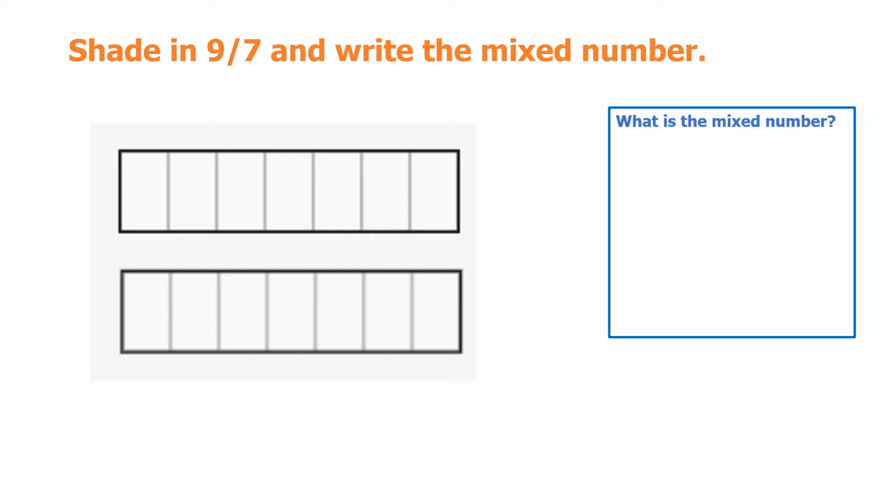Let's look at this one. It says to shade in 9/7 and write the mixed number. So to shade in, I'm just gonna use this. This is gonna be 1. We need to do 9 of them. 2, 3, 4, 5, 6, 7, 8, 9. All right, I did 9/7.